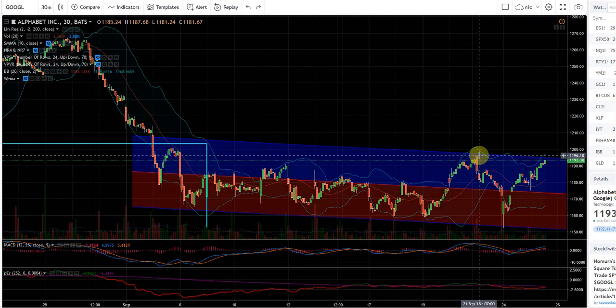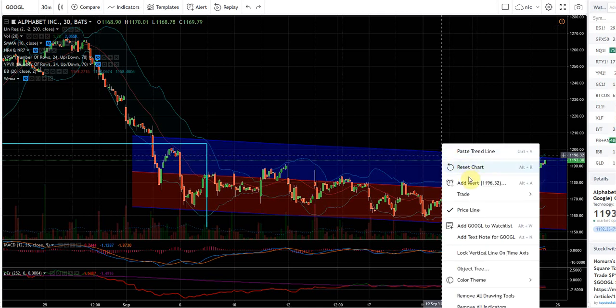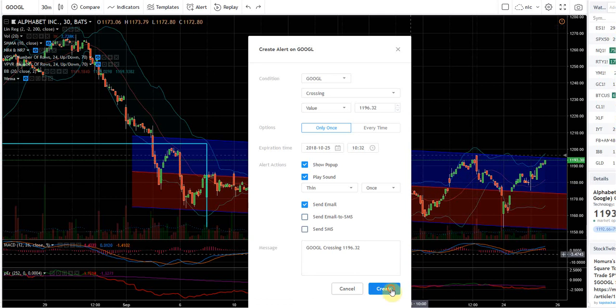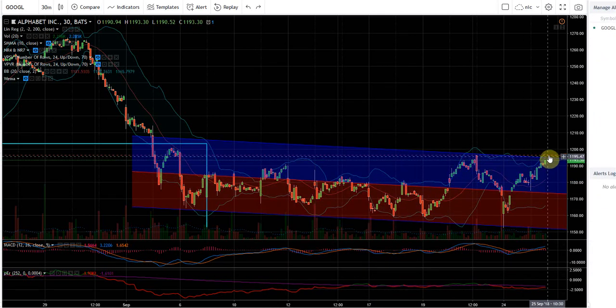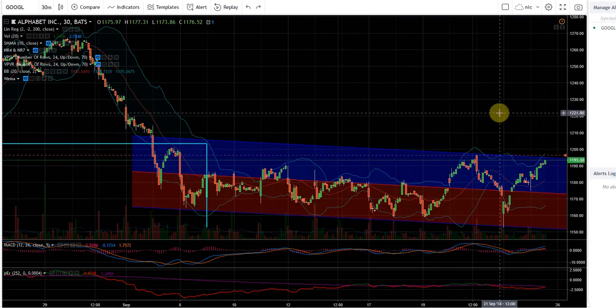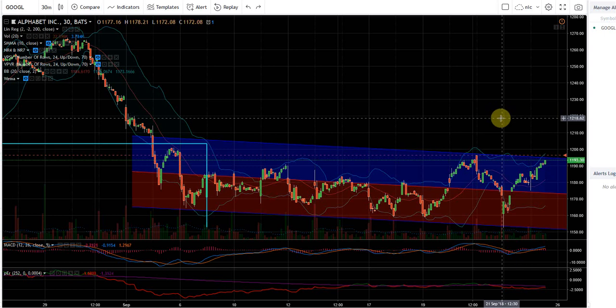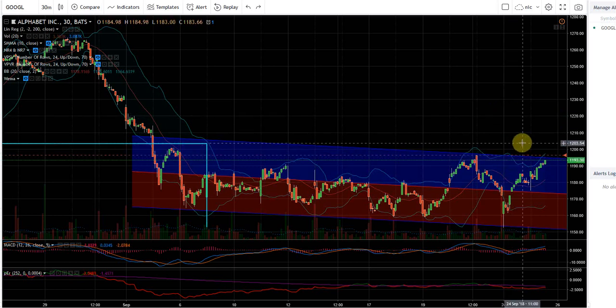So now I know that 1196-ish, let's call it 1196 and a half and above, would be a good place to chase Google for a short-term trade. So I can put an alert. Now if it goes above here, I'll get an email and a ping: look at Google again, it might be breaking out. So this is the short-term trading. Longer-term trading, this would be a swing trade.